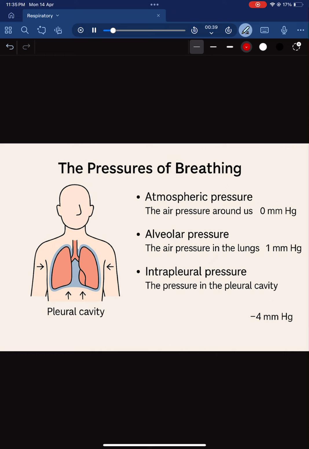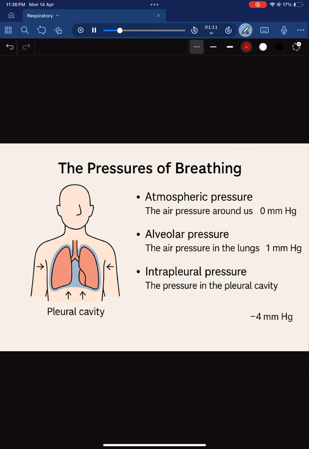Why does air move? So here is the big idea. Air always moves from high pressure to low pressure. That's it. That is the rule. If pressure inside your lungs is lower than outside, air flows in. If the pressure inside is higher, air flows out. And this concept isn't just for air, it's how everything in the body moves.